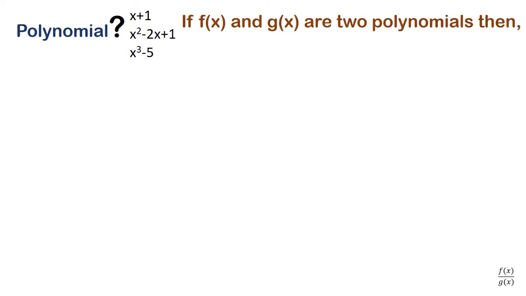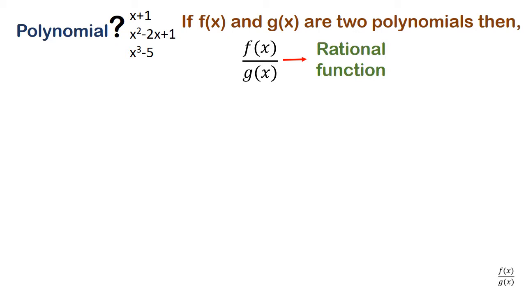Now what is a polynomial? You have learned about polynomials in your previous classes. They are expressions of this type, isn't it? Where say x plus 1, or x square minus 2x plus 1, or x cube minus 5 are different types of polynomials. Now suppose we have f(x) and g(x) as two polynomials. Then the expression f(x) upon g(x), we commonly call a fraction, and this expression is known as a rational function as long as the denominator is not equal to 0. As long as g(x) is not equal to 0, f(x) upon g(x) becomes a rational function.